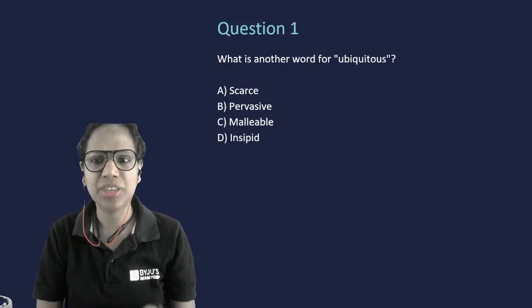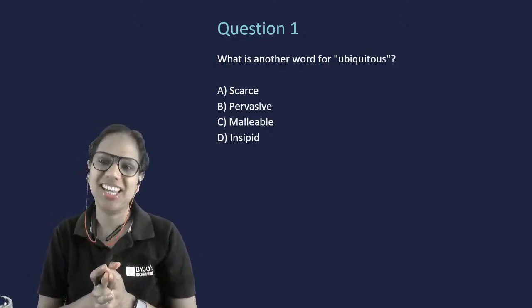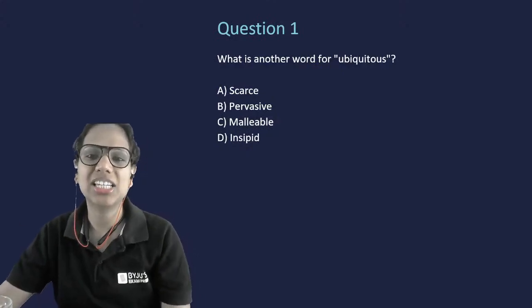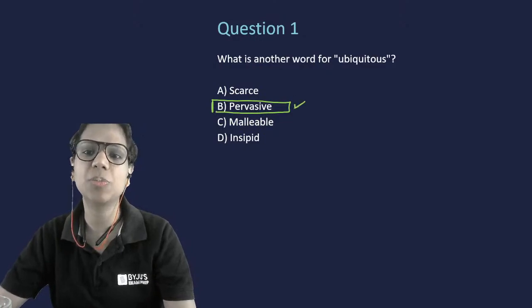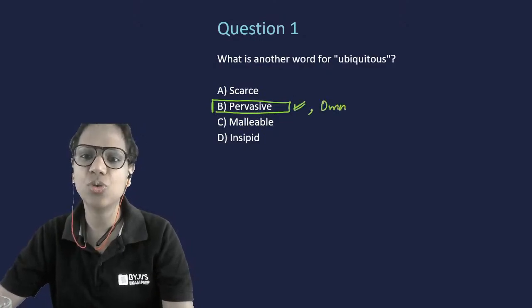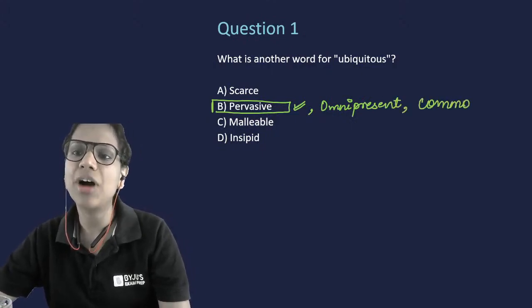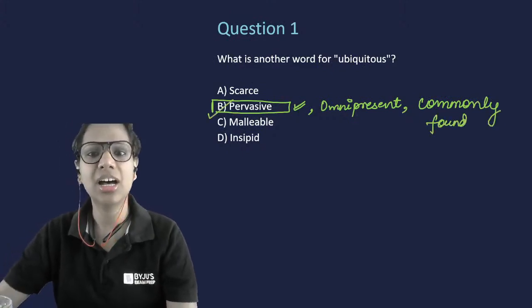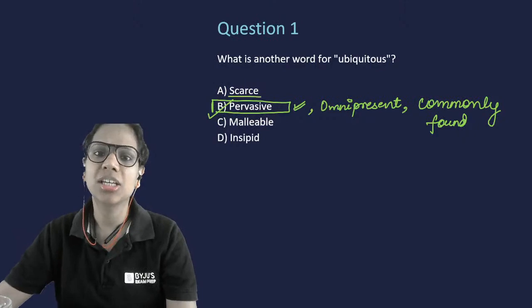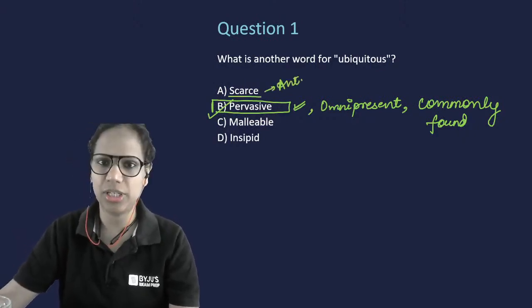Sonali says B. Others, do we agree? Absolutely correct. So ubiquitous is something that is omnipresent, that is very commonly found actually. That is pervasive. So a related word is omnipresent. Okay, and something that is common or commonly found is called ubiquitous. So B is the answer. Now scarce would be the opposite of it. Okay, it would be the antonym. So we reject it right away.